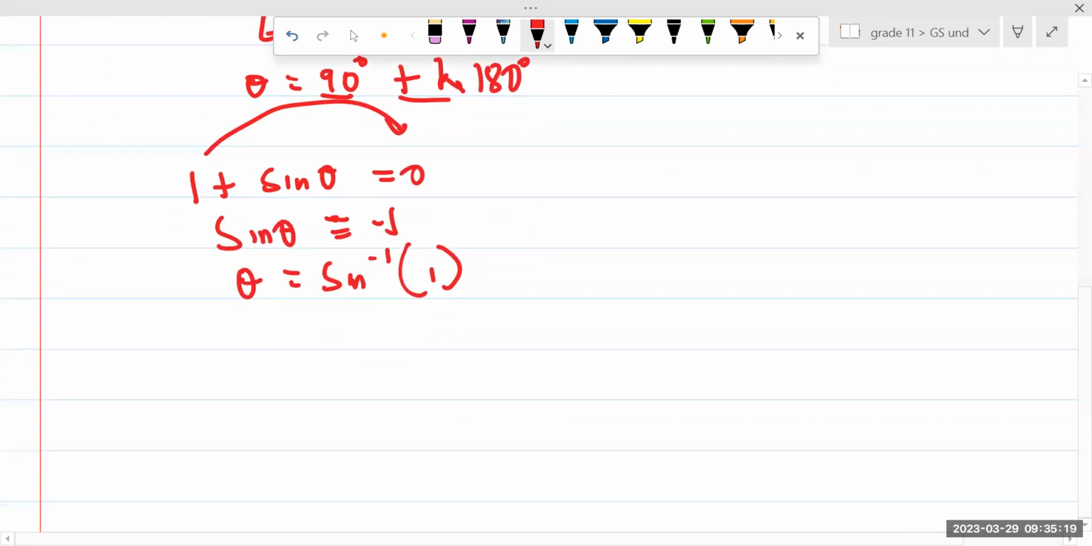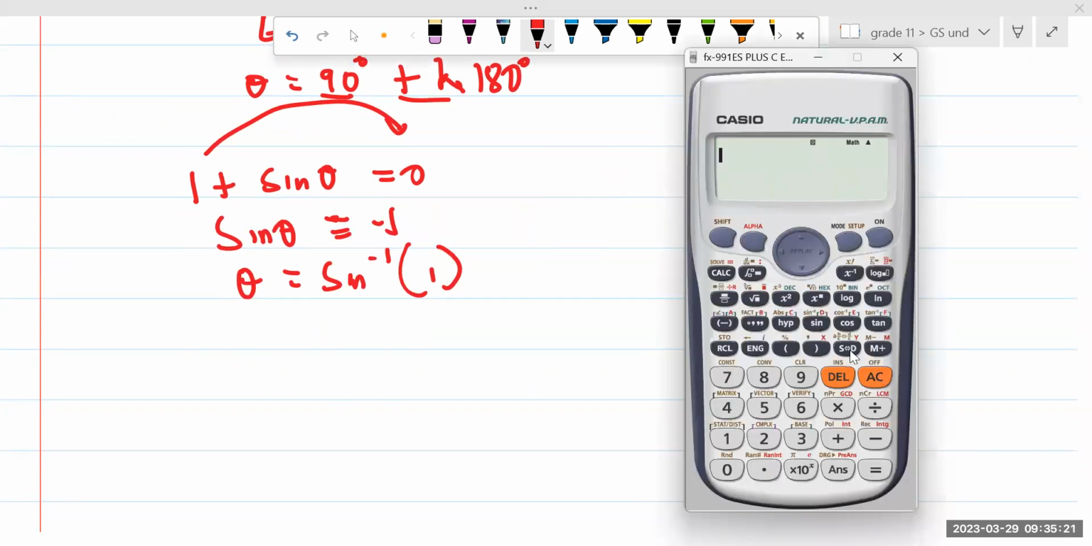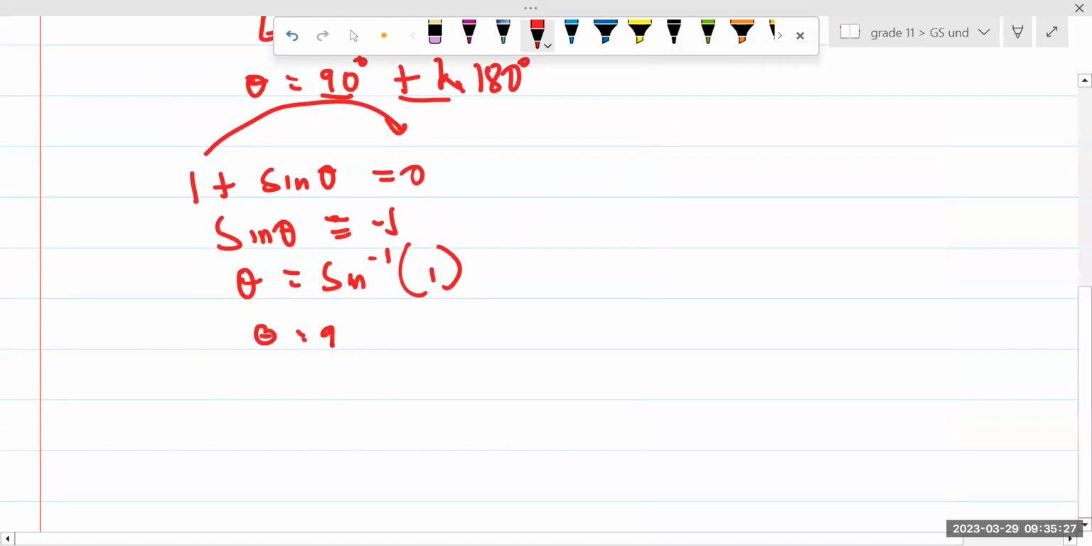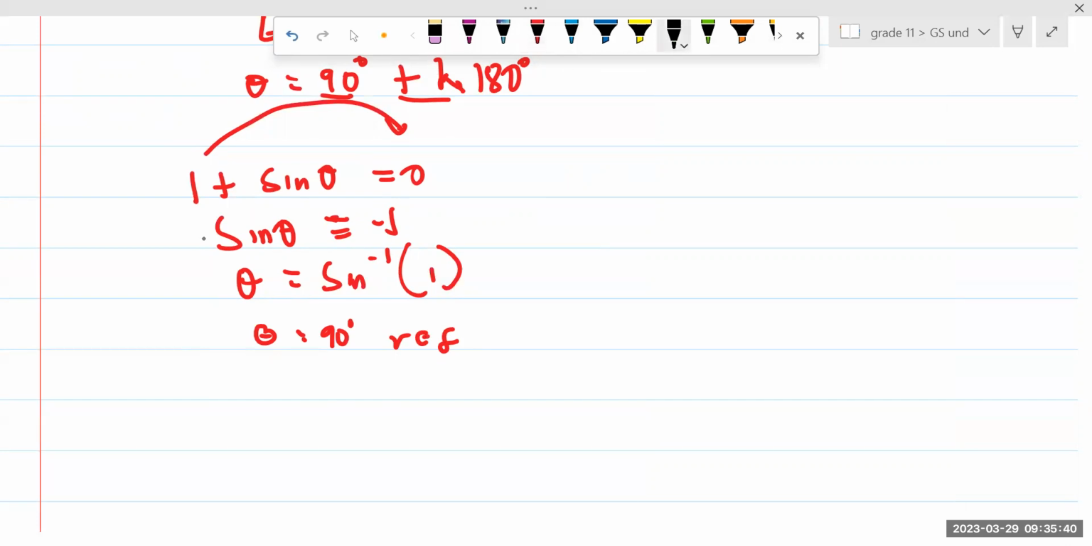And then if we say shift sine arc of 1, it says theta is going to be equal to what? 90 degrees. What is 90 degrees? 90 degrees is our ref angle. Then from our ref angle, we can go and say, where is sine going to be negative? We are looking for where sine is negative.